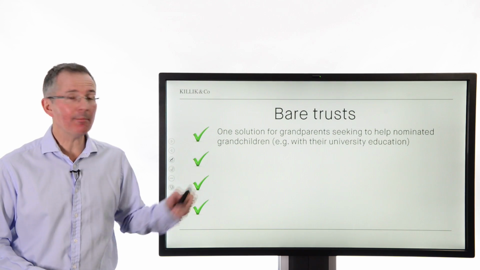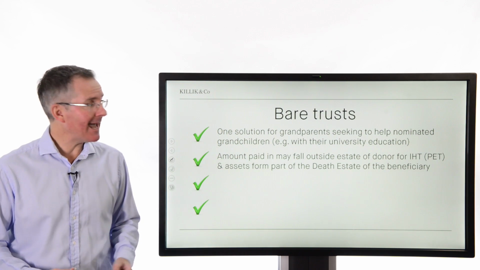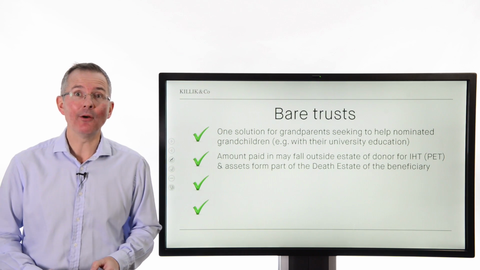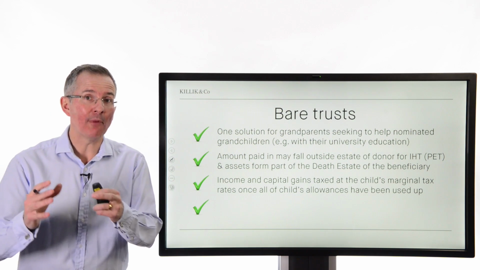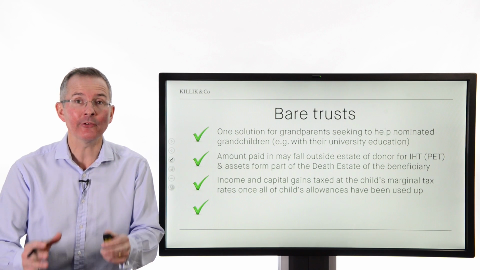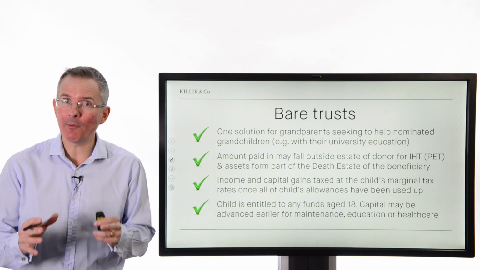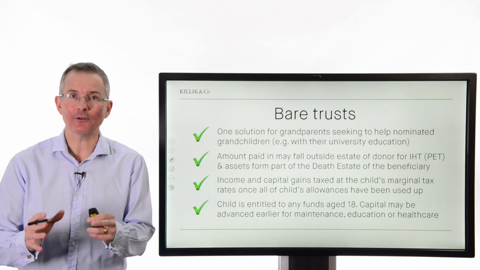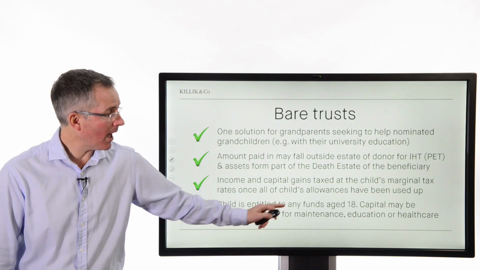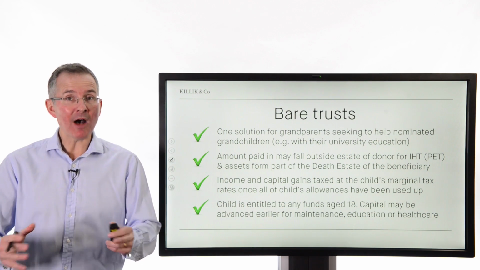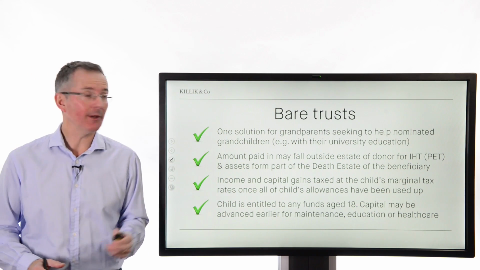Now, key features. This is a solution, as I say, perhaps to somebody looking to fund university education for a grandchild. The amount paid in can fall outside the estate of the grandparents, which is quite neat. Income and capital gains are levied at the child's marginal rate, taking account of their allowances. So again, that can be quite neat potentially. And finally, something to bear in mind with these trusts, the child is absolutely entitled to the trust assets aged 18. And there is no possibility of advancing those assets other than for certain specified purposes. But that could solve the problem, as I say, of a grandparent wanting to fund, say, cost of university.